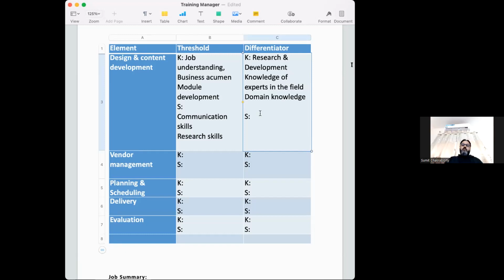Now design and content development. Here, one of the skills may be innovative approach, or only innovativeness. Otherwise it will go under the behavioral part. Innovative and creativeness. Out of the box thinking. Creative.